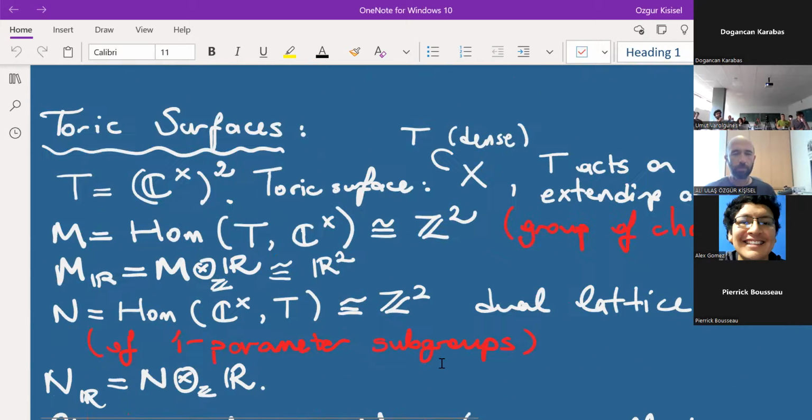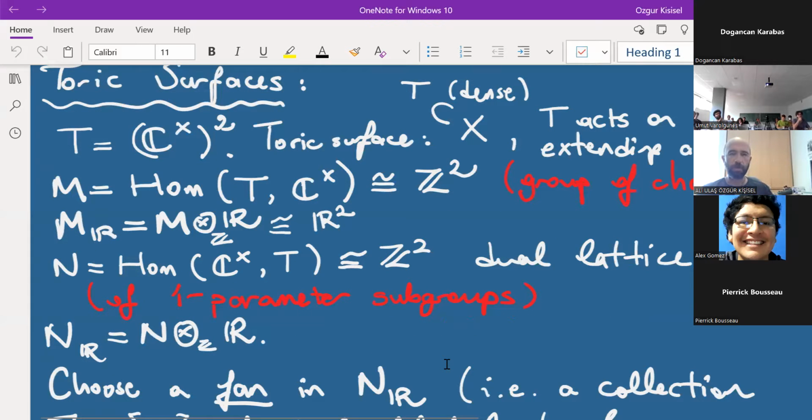Okay, so let's talk about toric surfaces in some more computational detail, because much of the story, much of the examples, are related to those. So let T be a two-dimensional complex torus. So what's a toric surface? You want either a full or partial compactification of T, so T should live densely in X, and the action of T on itself by multiplication should extend to an action on X.